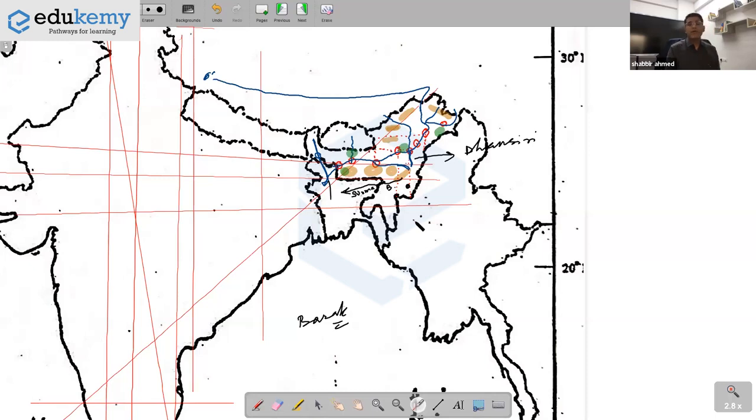So what you read about Barak River: Barak River, an important river in Northeast. Its source is the Barel Hills. It flows westwards into Bangladesh. It's called Surma River. It goes and joins the combined stream of Brahmaputra and Ganga in Bangladesh. I mentioned an inland river system is being developed here, inland transport along Barak River.